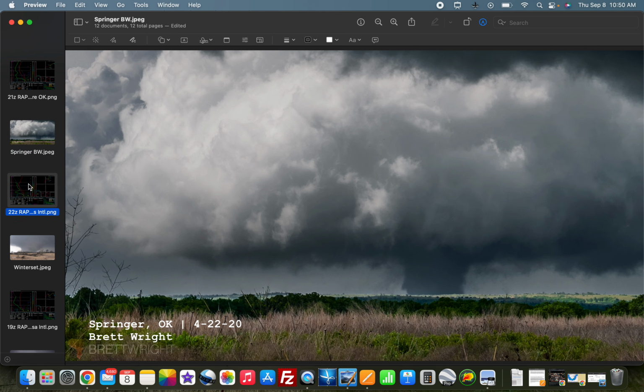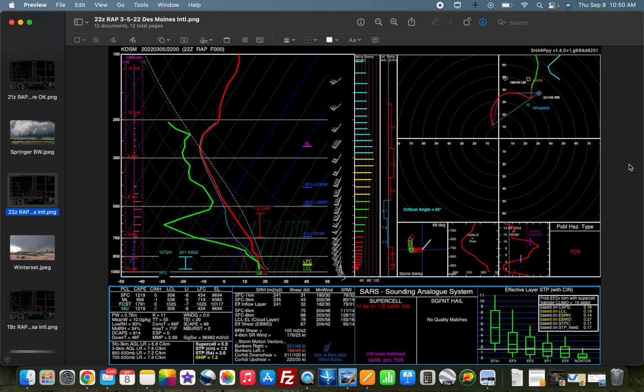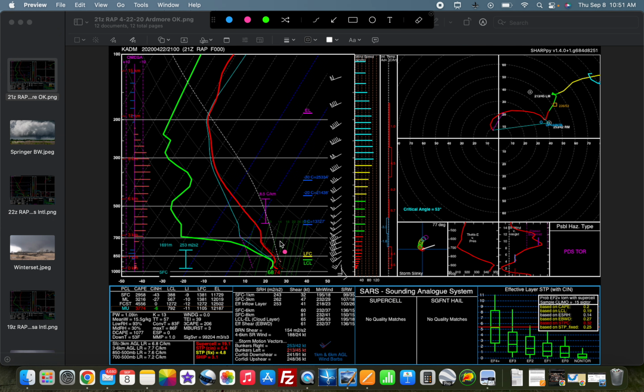Let's go back to our soundings here. This is another example. This is the Winterset, Iowa case from March 5th of this year, March 5th, 2022. Now, not quite as noticeable here on our sounding, whereas on the Springer case, you could just tell visually that the 3CAPE was going to be very high. Nice fat CAPE there in that lowest 3 kilometer layer, yielding 3CAPE of over 200.